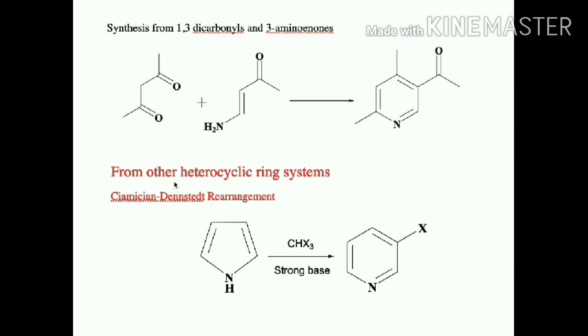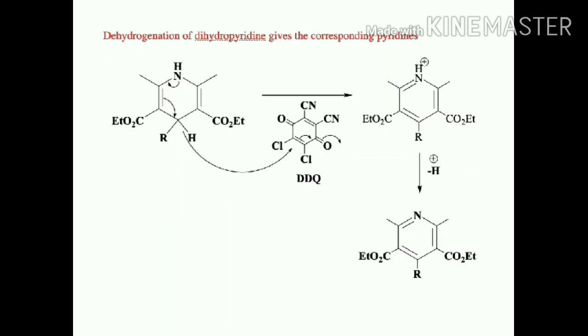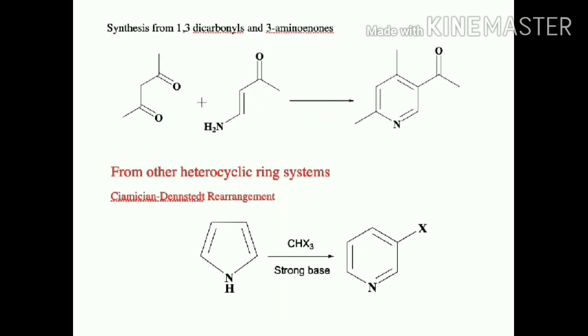Pyridine can be prepared from other heterocyclic ring systems. One such example is the Ciamician-Dennstedt rearrangement. What happens in this rearrangement is pyrrole, on treatment with haloform in presence of strong base, is going to yield 3-halopyridine. So these are all the methods of synthesizing pyridine: Hantzsch pyridine synthesis, condensation approach, and from other ring systems.